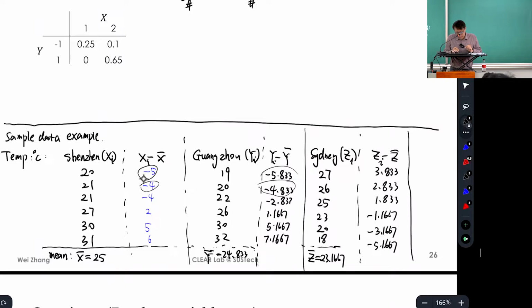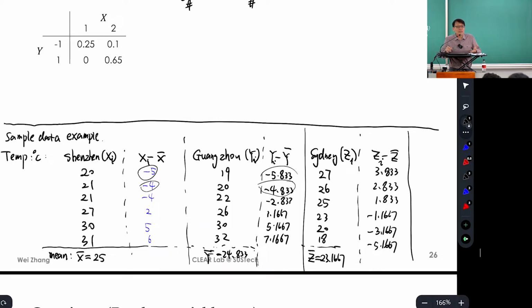So whenever this one is below average, Guangzhou seems to be below average as well. And the average is the first half year average, okay? You can see that the signs are exactly the same in this case. Sometimes maybe off a little bit, but in this case it's exactly the same. So whenever Shenzhen is above the mean, Guangzhou is also above the mean, okay?